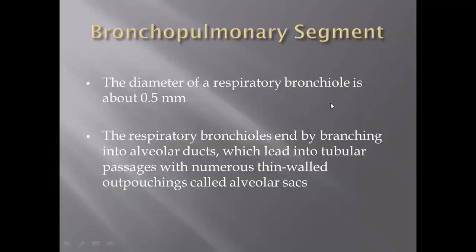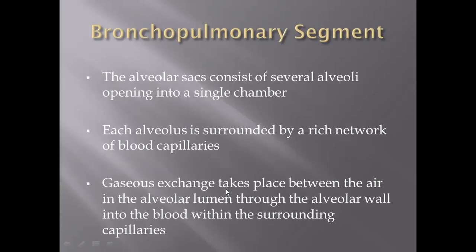They are closed alveoli, outpouch-like structures, and they are open here to show the internal structure. The diameter of a respiratory bronchiole is about 1.5 millimeter. The respiratory bronchioles end by branching into the alveolar ducts, which lead into tubular passages with numerous thin-walled outpouchings called alveolar sacs. The alveolar sacs consist of several alveoli, a large number of alveoli opening into a single chamber. Each alveolus is surrounded by a rich network of blood capillaries, where gas exchange is taking place. Gases exchange between the air in the alveolar lumen through the alveolar wall into the blood within the surrounding capillaries.